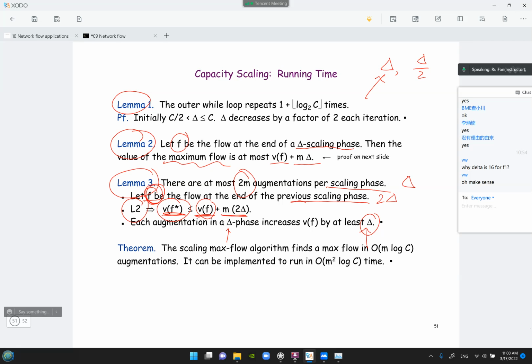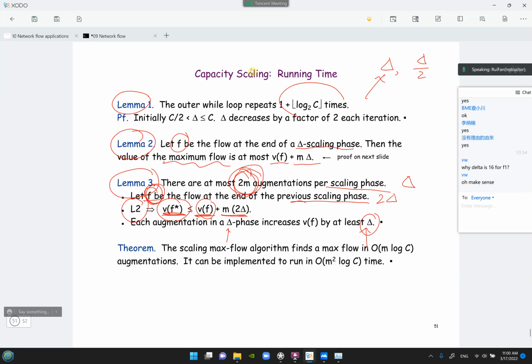In the current flow before you find the max flow. Maybe you don't find the max flow in the current phase, but in any case, you cannot do more than 2m augmentations, because if you do more than 2m augmentations, your flow would be larger than the max flow. That's impossible. So this says that every scaling phase is fast because you only do 2m augmentations.